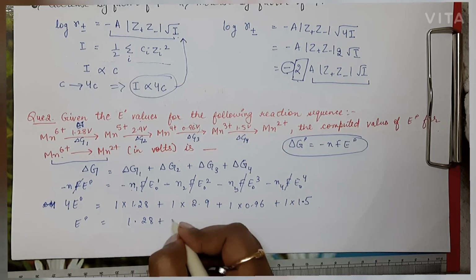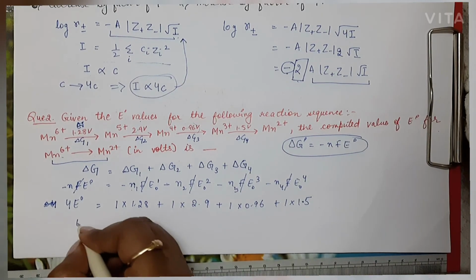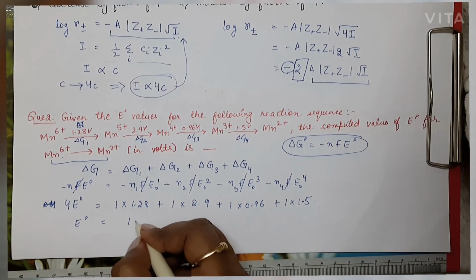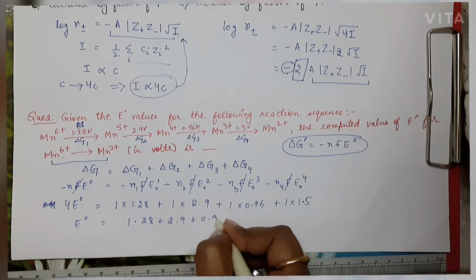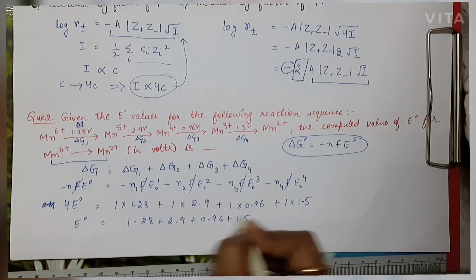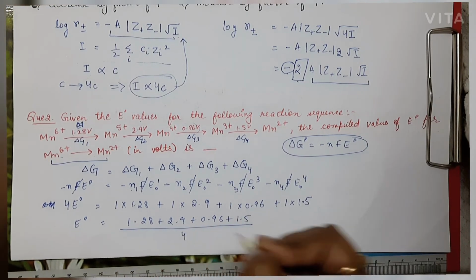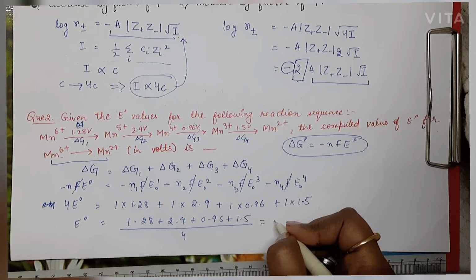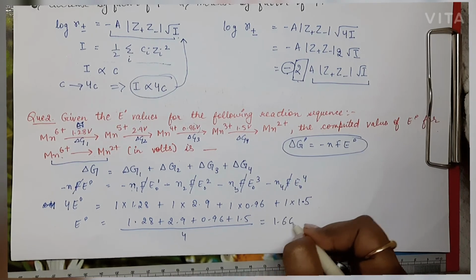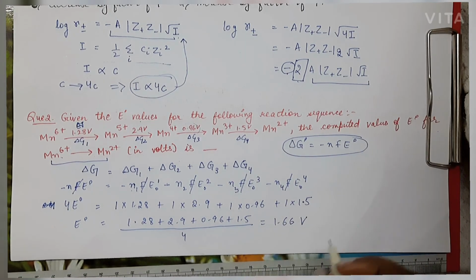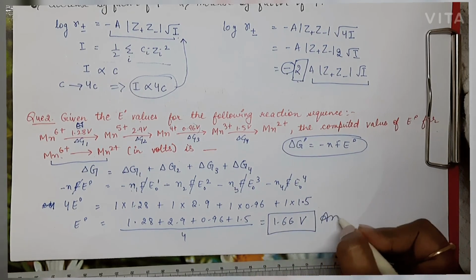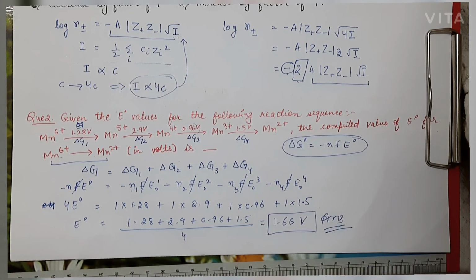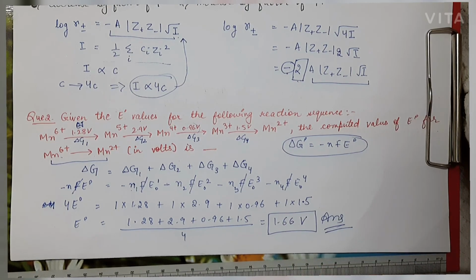1.28 plus 2.9 plus 0.96 plus 1.5, whole divided by 4, and from here you will get the value of E naught as 1.66 volt. So it was a numerical answer type question, and this is your answer to this particular problem. The answer is 1.66 volt.